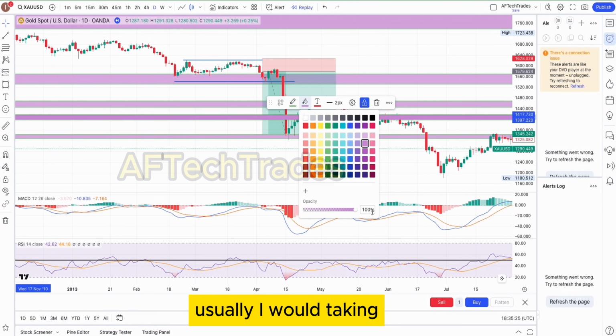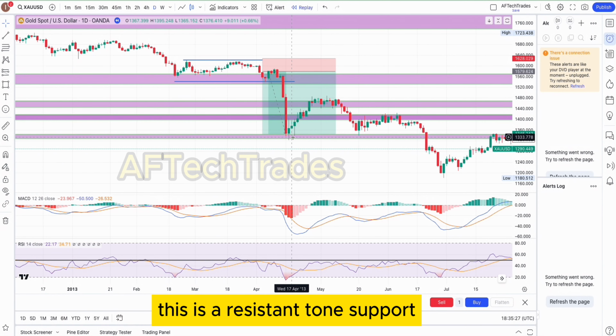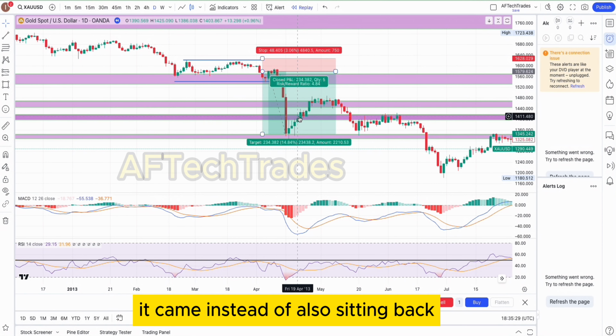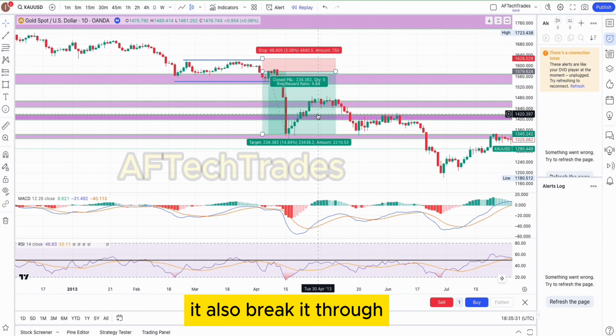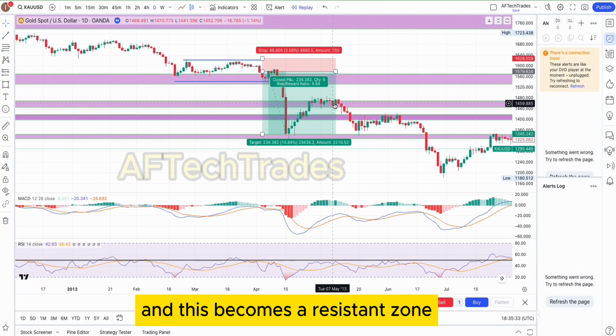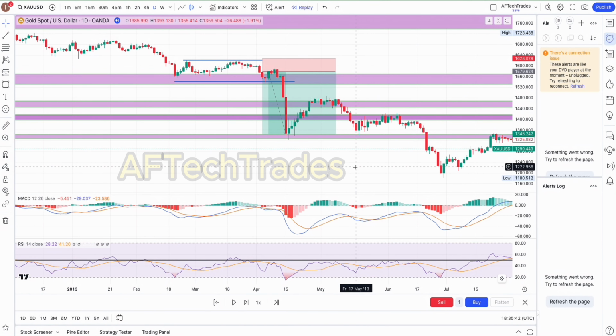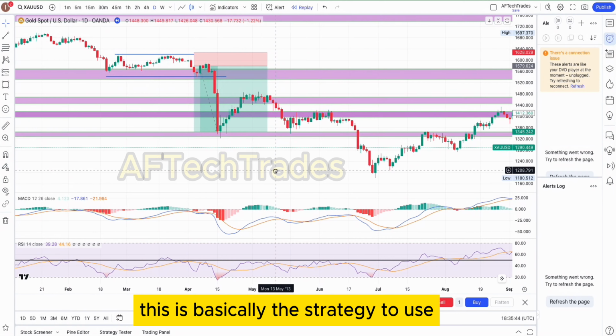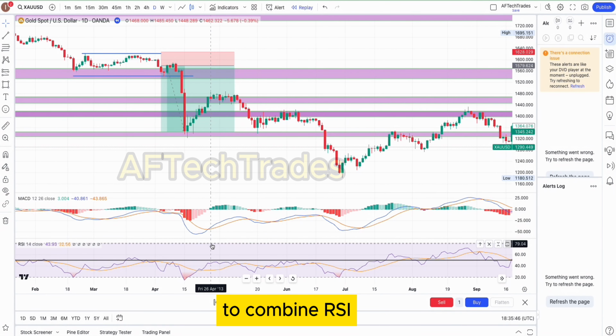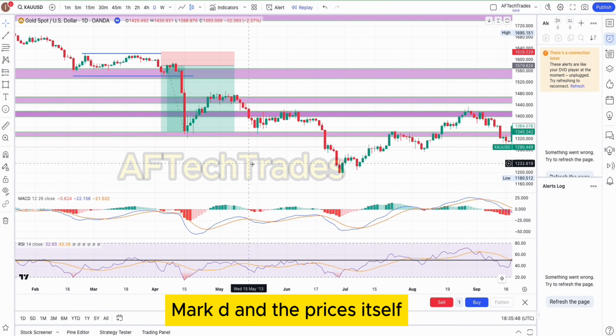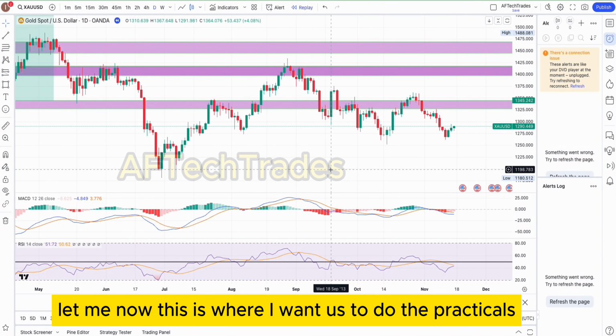As I said, usually I would take it in this. It's a resistance turned support because it broke through, it came here. Instead of sitting back, it also broke through, and this becomes a resistance zone. Again, it's a resistance turned support. It comes out and this continues. So this is basically the strategy to combine RSI, MACD, and the price itself.